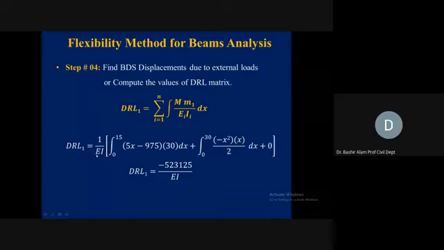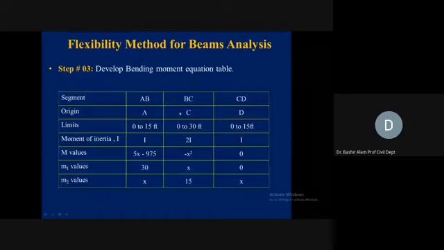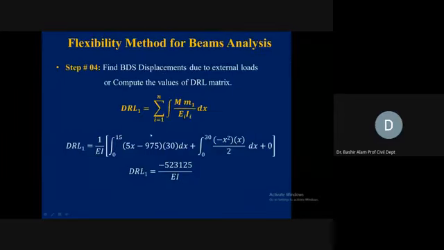So EI we took common now. Plus 0. Member 3, why is it 0? Member 3 is here, so 0 times 0, it was coming 0. So that is why we are writing there 0. Minus x square times x. So we are just simply finding out the product, putting the limits in, and we are getting this number. DRL1 is equal to minus 523,125 divided by EI.